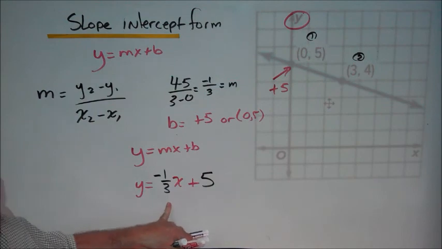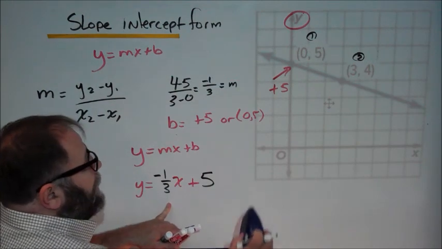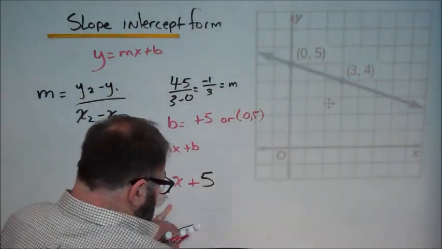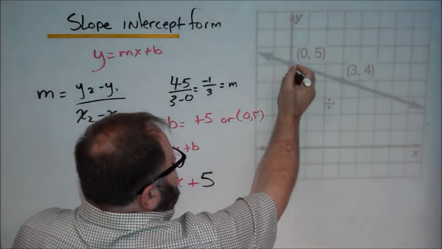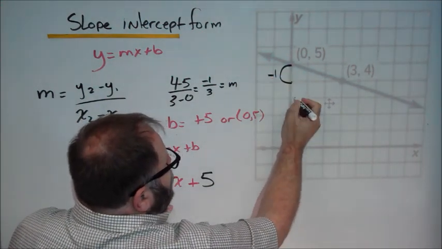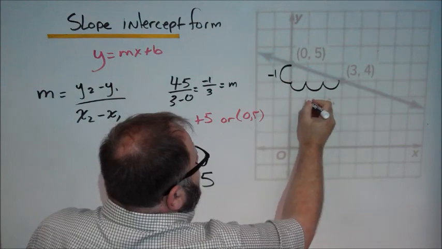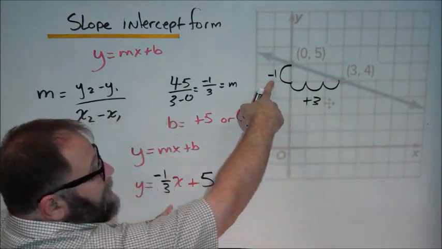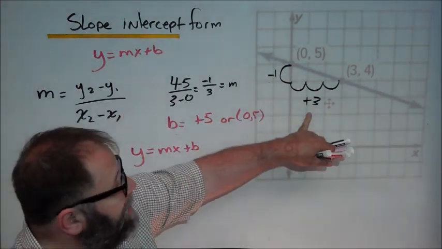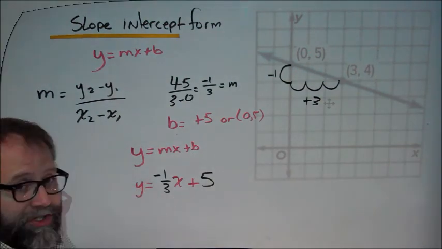We can check that slope too by doing just a simple count between those 2 points. And we can see that this goes down 1, -1, and then 1, 2, 3, plus 3. So there's my change in y, my change in x, my change in y, my change in x.